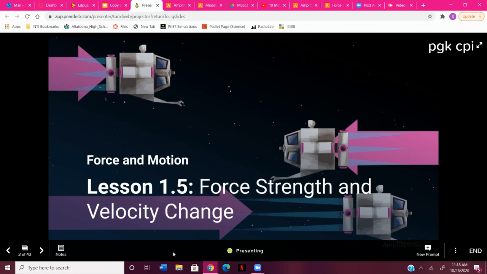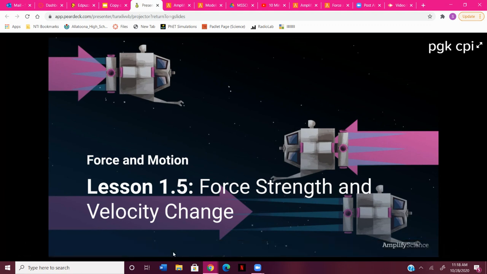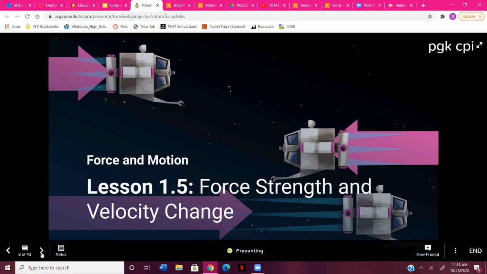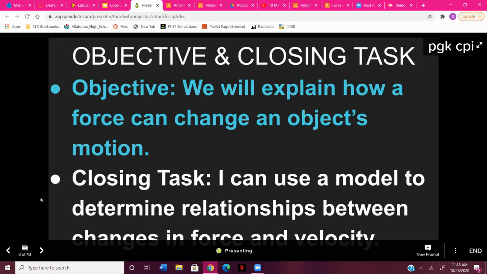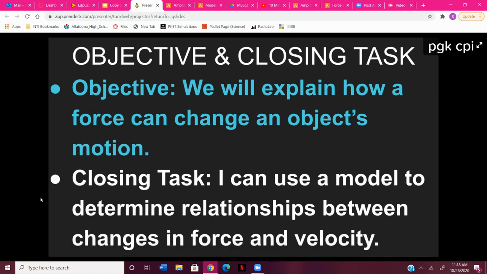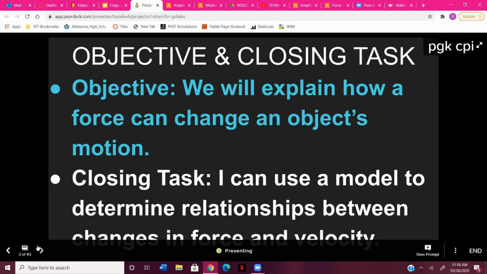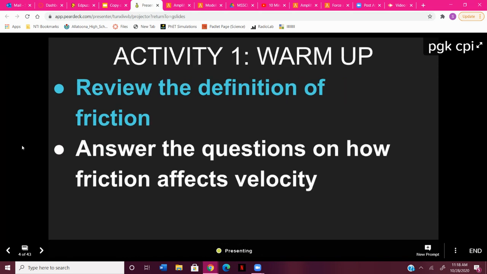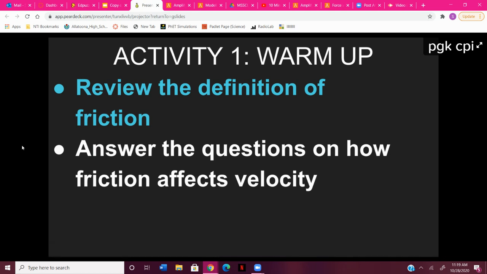All right, so we are doing lesson 1.5. It is force, strength, and velocity change. Today you're going to be able to use a model to determine relationships between changes in force and velocity. We're going to be using a simulation, and then we're going to be using a model at the end of class. We are going to review the definition of friction and then answer the questions on how friction affects velocity.